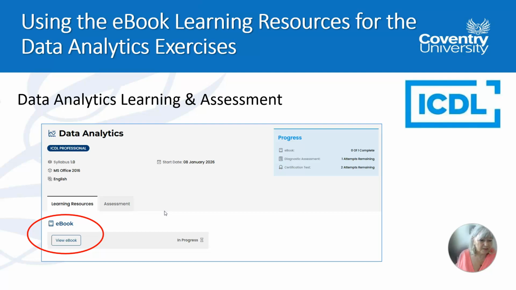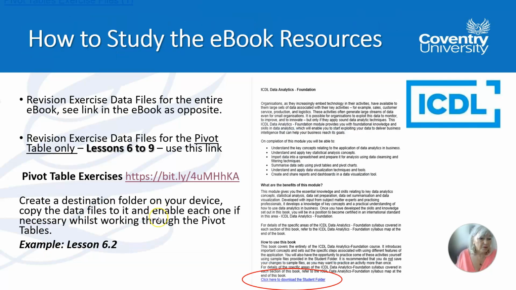So we've got your eBook and your viewing of your eBook. We're now getting down to how to study the resources themselves. What I popped on here is the revision data, the exercise data files for the entire eBook. And if you look down here at the bottom, with the oval in red circling it, there's your link to download the student folder. That's all of the data files that you need for the whole of the eBook practice, right through doing all the exercises and the review exercise at the end.